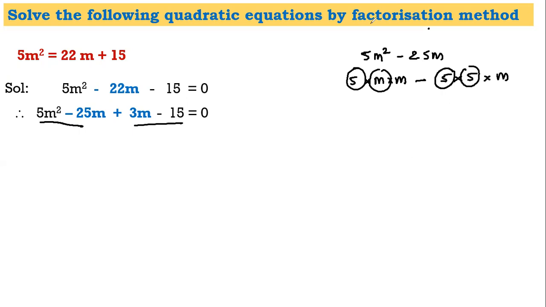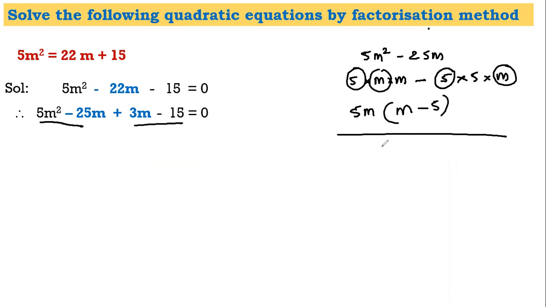Now students, once again, I'll just correct this. There is only one 5 common. There are no two 5 common, right? So we have to circle one 5 and one m. So if you carefully see, 5m is common because both are in circles, and what remains in the bracket is m minus 5. So from the first two terms, I get this.